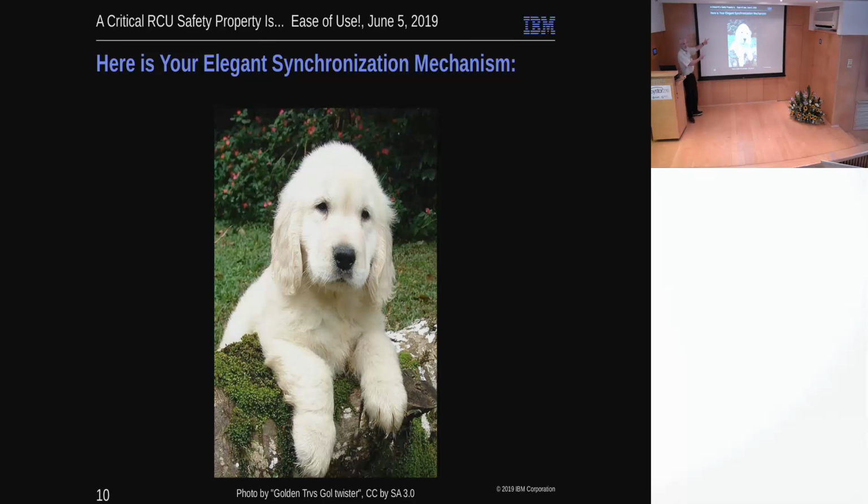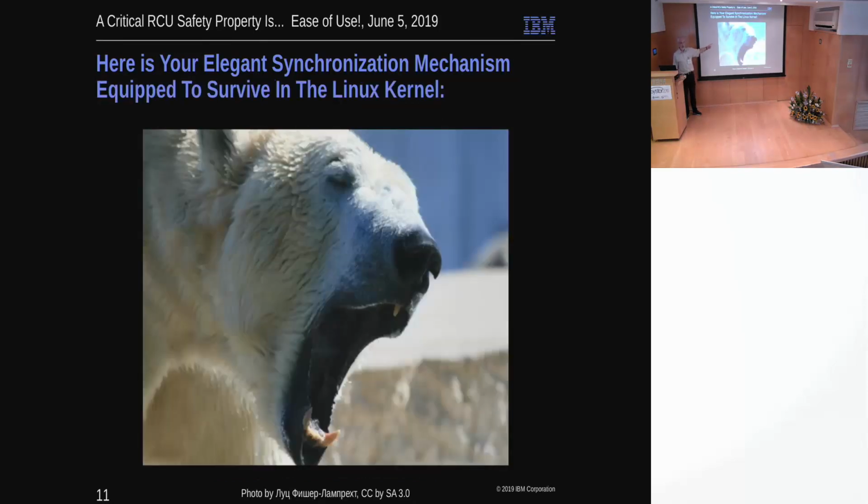This is 11 lines of code. Your elegant little synchronization primitive. It's cute. It's wonderful. Who couldn't love it? Unfortunately, the lifetime of this thing in the Linux kernel is kind of short. In the Linux kernel, this is equipped to survive the Linux kernel. I mean, it's not quite as cute and cuddly, but it can survive, all right? So my job in the Linux kernel is to be the polar bear, or at least to make RCU be the polar bear.